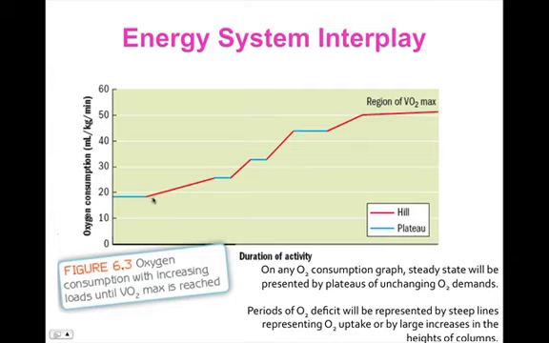So any plateau here, the blue line, is where the athlete has reached a steady state. So heart rate has leveled off, your respiratory rate has leveled off, so there's no need to increase them because oxygen supply is now equal to demand. Periods of oxygen deficit will be represented by steep lines representing oxygen uptake, or if you're looking at a bar graph, it'll be large increases in the height of the columns. So here, the red lines are oxygen deficit.